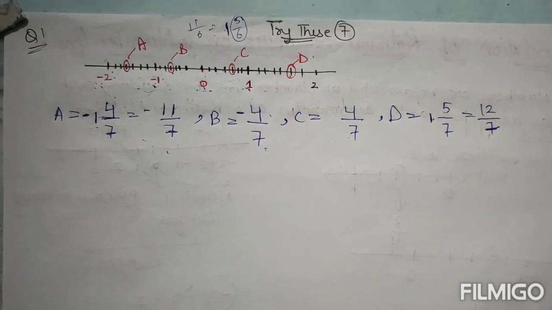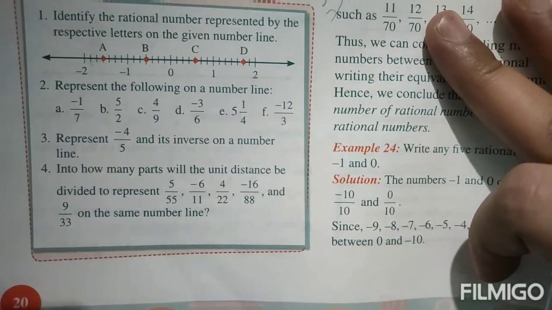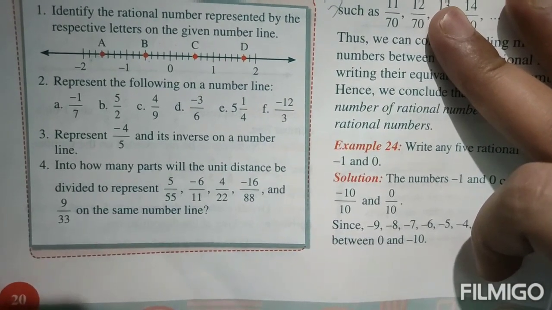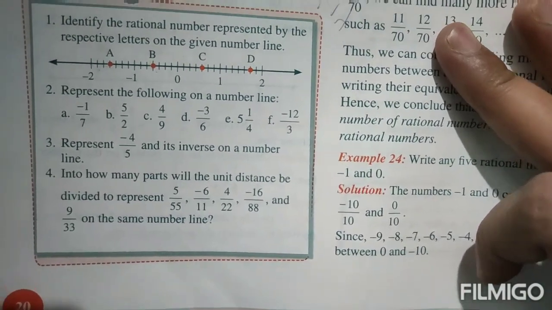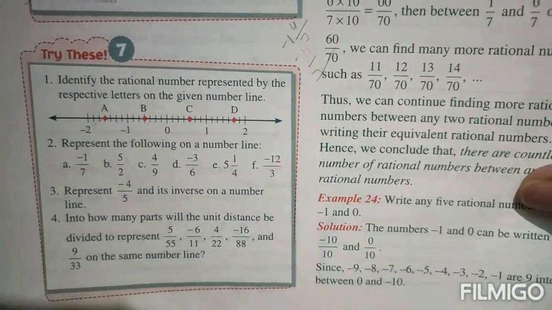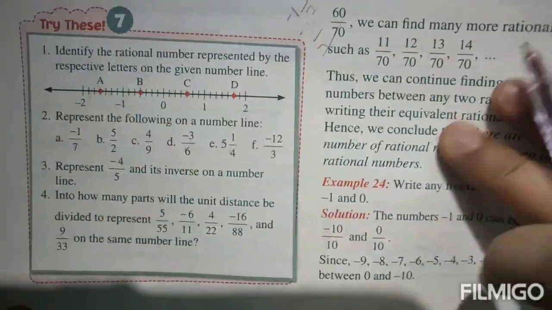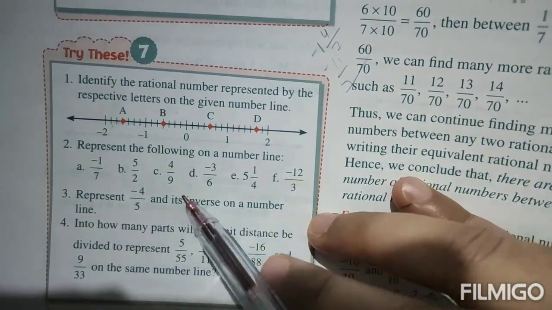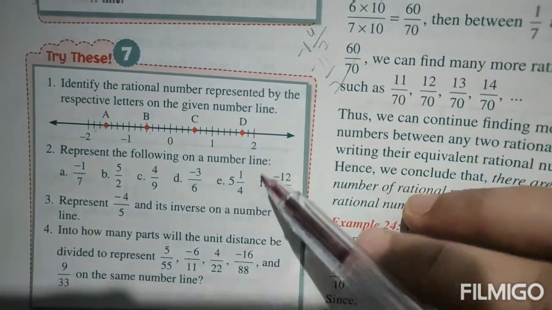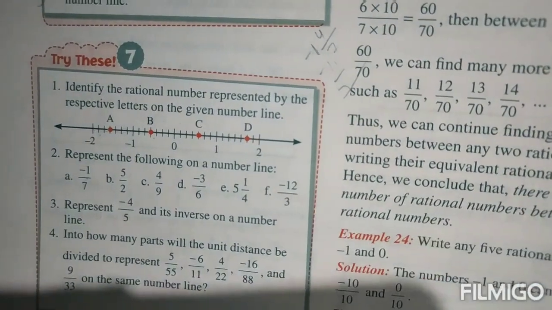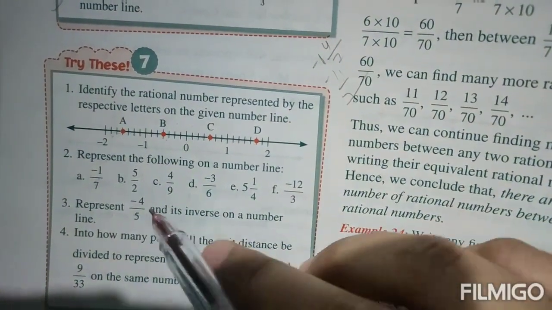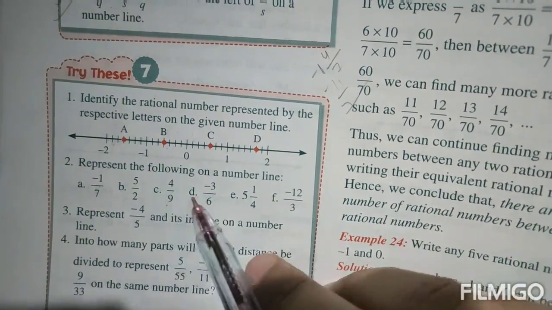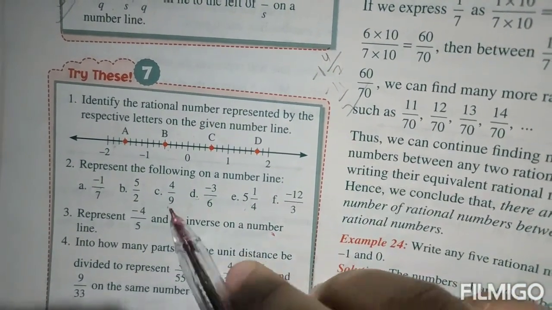Next question. Now the second one is: represent the following on the number line. You have to represent all these numbers on a number line. First is -1/7, then 5/2, 4/9, -3/6, 5 1/4, -12/3. I'm going to solve A, B, E, F. C and D will be your homework.